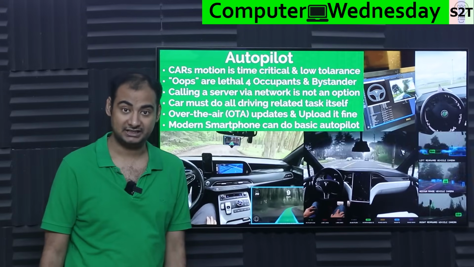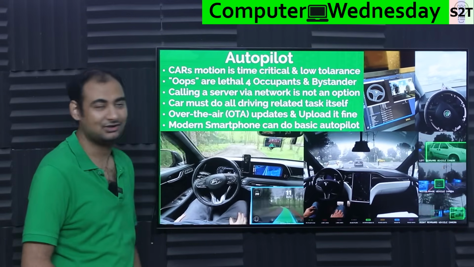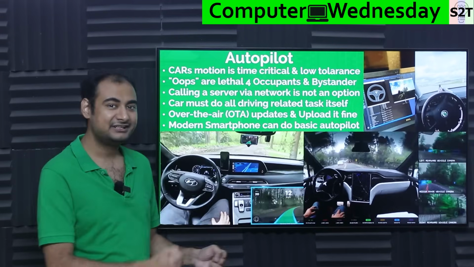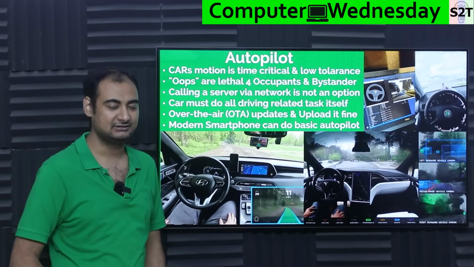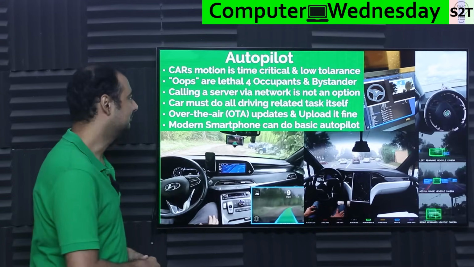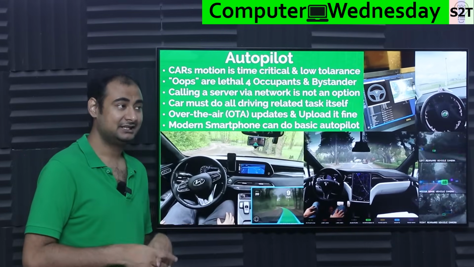Then we come to autopilot. Now, autopilots are what we classify as time critical. You do not have the luxury of saying, okay, I'm driving, even at 60 kilometers per hour, let me call the home base. No. So fundamentally, it's what we call very time critical and low tolerance.